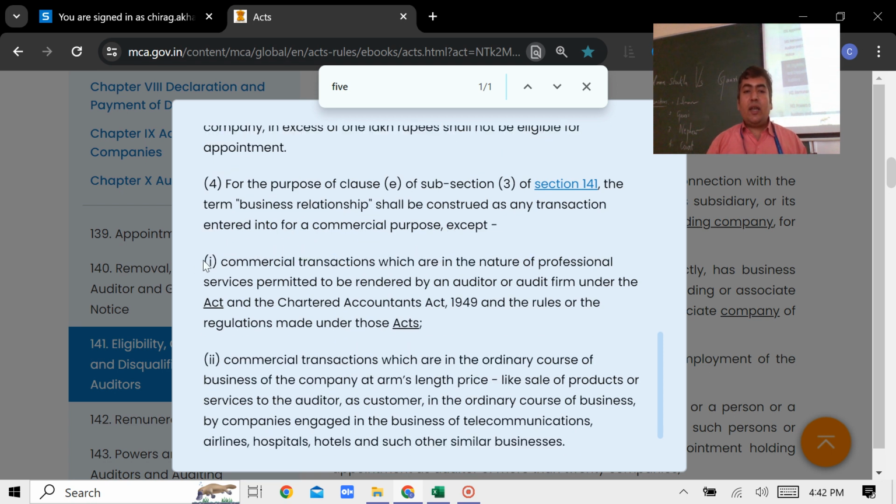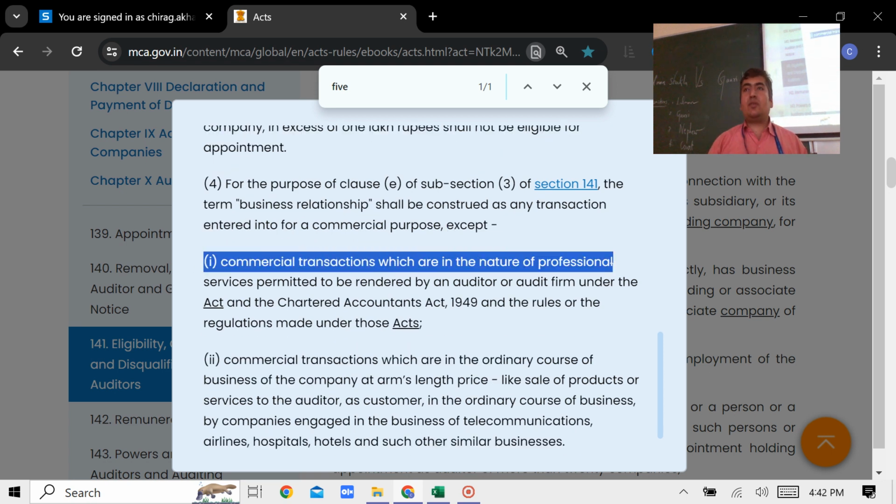That if you are providing any commercial transaction in the professional service which is not prohibited under section 144, for example, you are giving the taxation service and you are charging the fees. No doubt it's a business relationship, but as you are giving professional services and charging professional fees, most welcome, it is allowed. Come on guys, it is allowed. ये allowed है क्योंकि ये exception में जा रहा है.